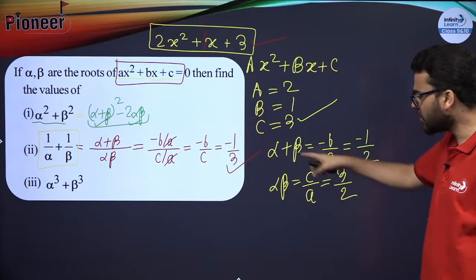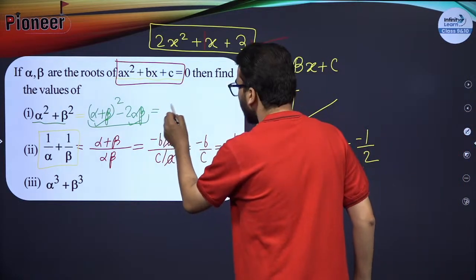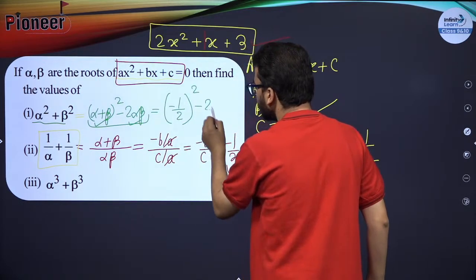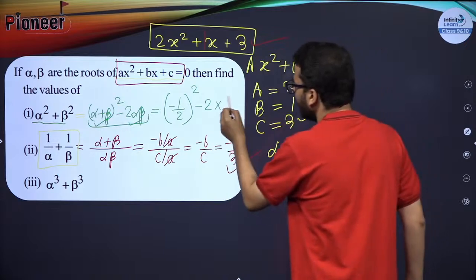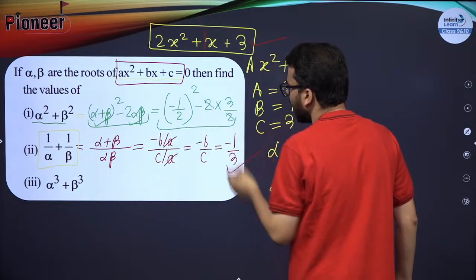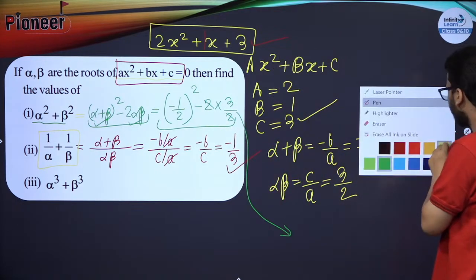So just put the values over here, alpha plus beta and alpha beta. Alpha plus beta we have got to be equal to minus 1 by 2. So minus 1 by 2 the whole square minus 2 into alpha beta, which is c by a, so that is 3 by 2. So this is the answer. Just simplify, you'll get the answer. I hope it is clear. If you want, I can simplify it as well. It's a simple thing.